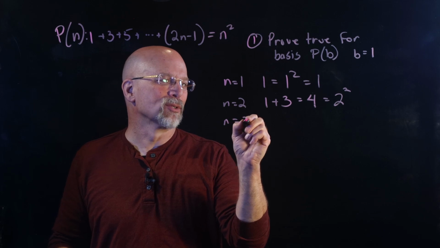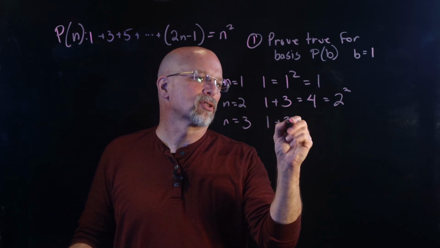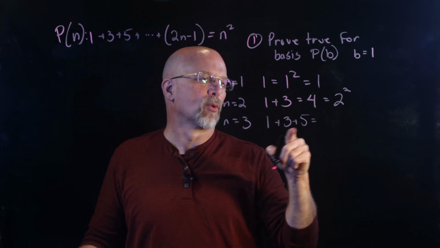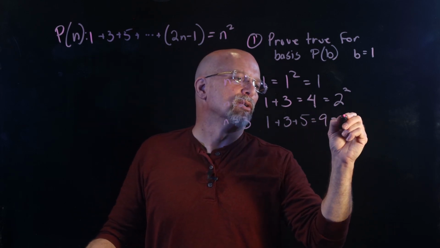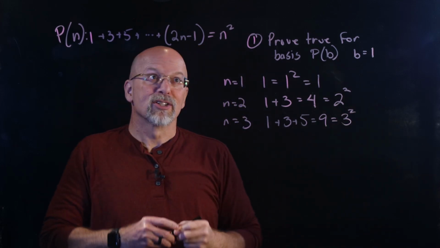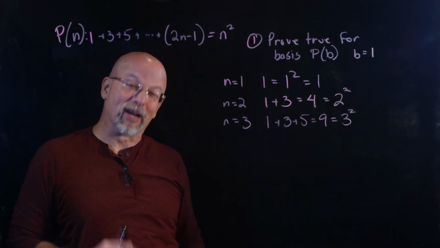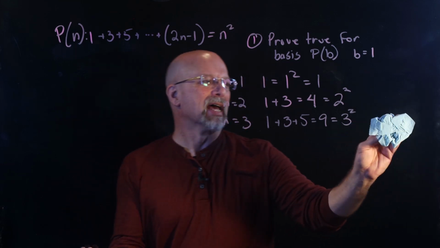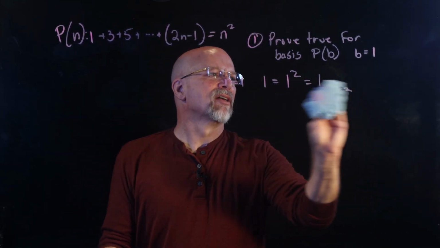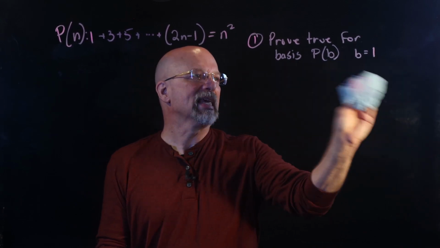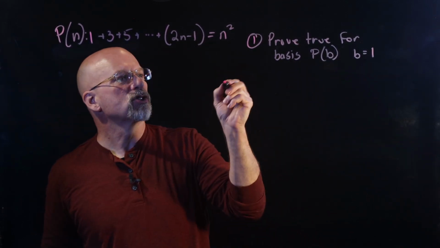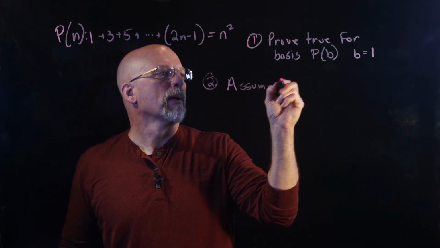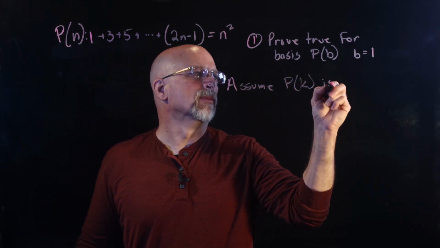Want to do one more? Let's go ahead and do n equals 3. That would be 1 plus 3 plus 5, which is equal to 1 plus 3 is equal to 4 plus 5 is equal to 9, which is equal to 3 squared. So it turns out, at least for these first three, it works just fine. What's step 2? Well, step 2 says, let's assume that it is true for n equals k. So, assume, and this is step 2, assume P(k) is true.